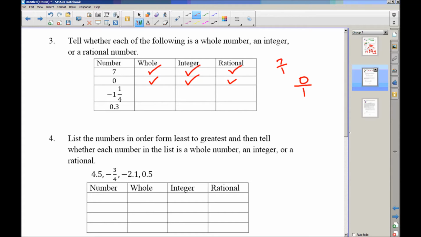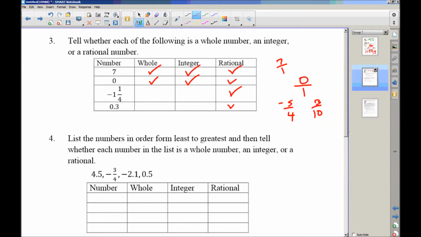Okay, so check. Whole number here? No. Integer? No. We have a decimal part. But we could write this as negative 5 over 4, improper fraction, so therefore it's definitely a rational number. All right, 0.3 is neither a whole number nor an integer because it has a decimal part, but it is a rational number. We could write it as 3 over 10.